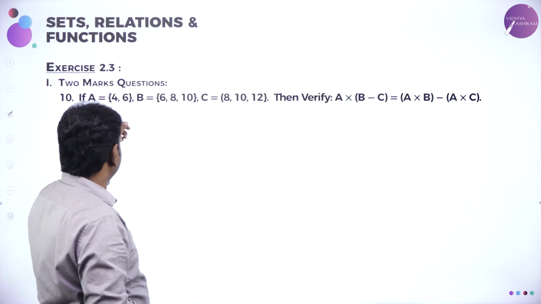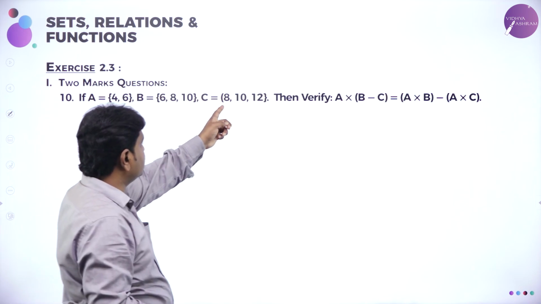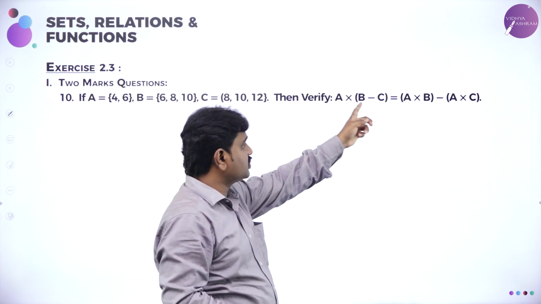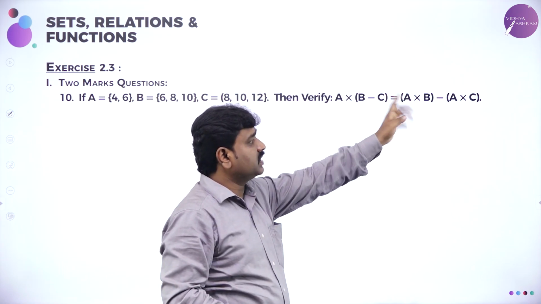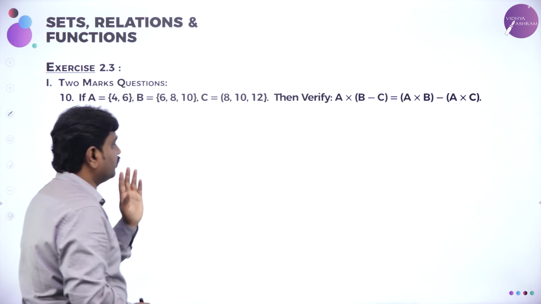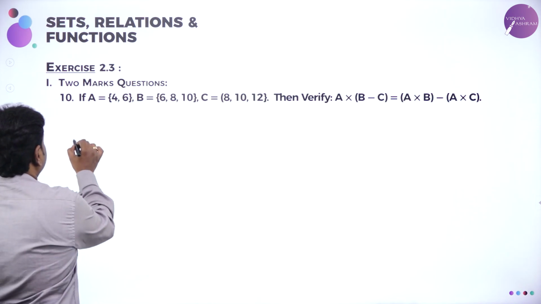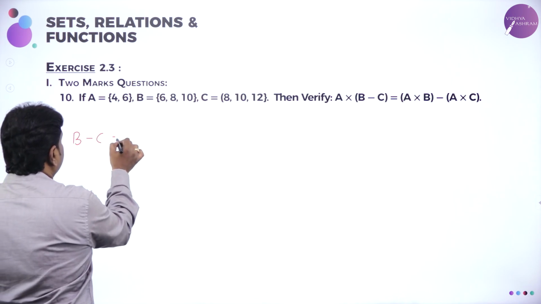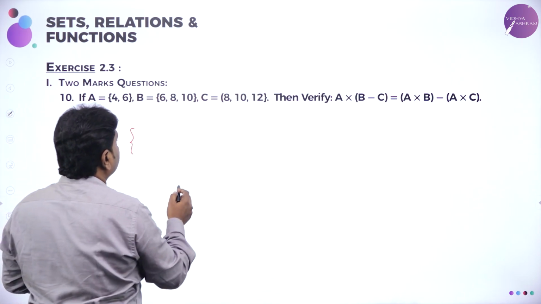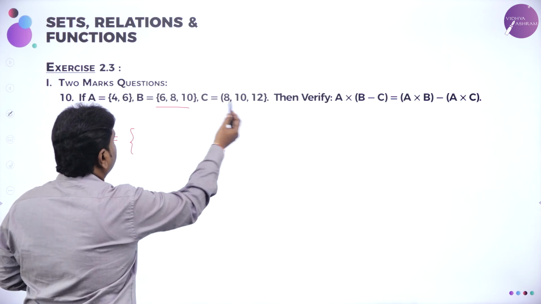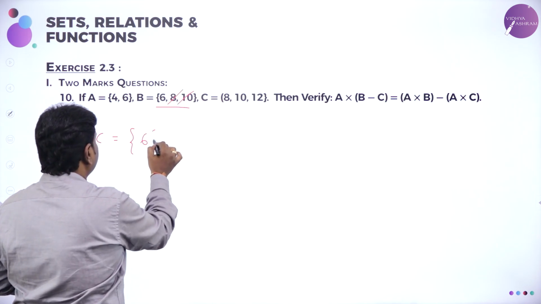if A is {4, 6}, B is {6, 8, 10}, C is {8, 10, 12}, verify whether A cross (B minus C) is the same as A cross B minus A cross C or not. We have done the same kind of problem. First task is to find B minus C. What is B minus C? From B remove C. From B remove C. C is 8 10 12, so remove 8 and 10. So it will be 6.